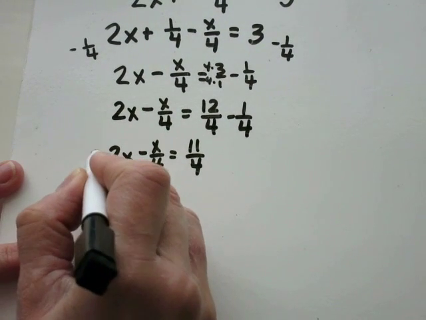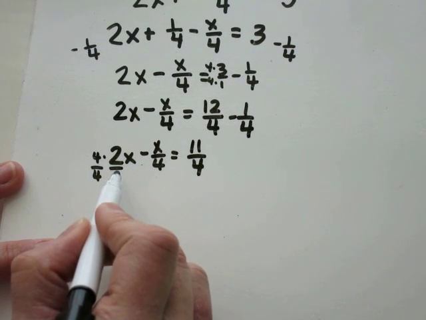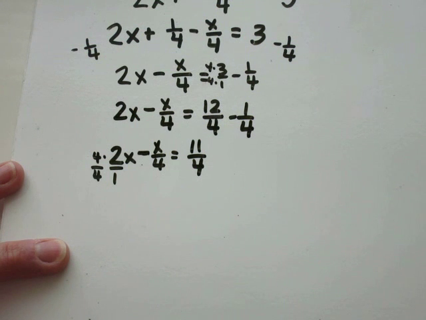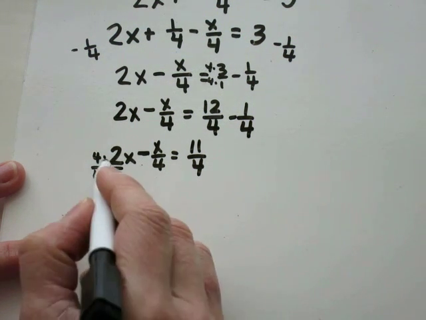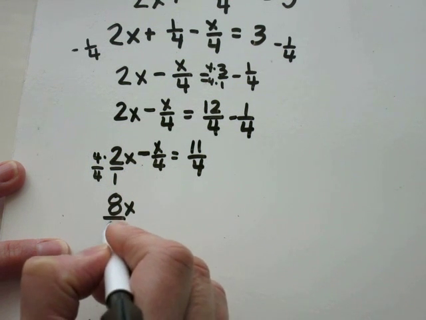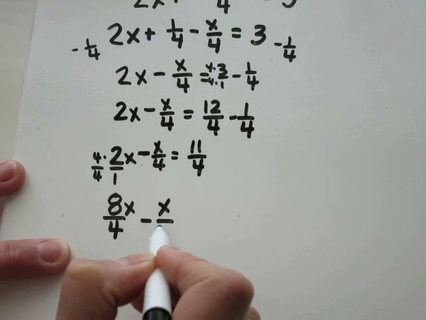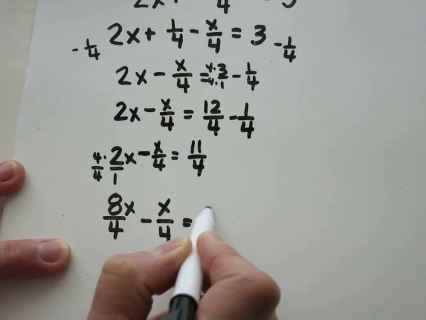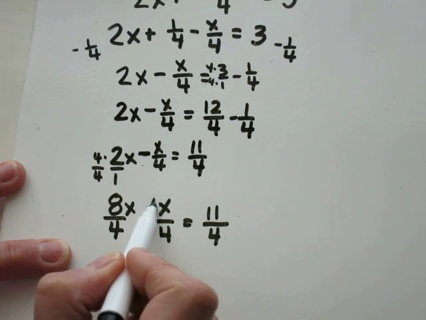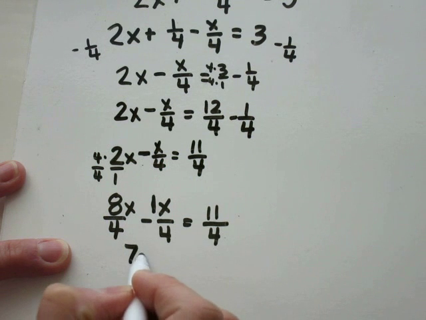Now I'm going to take 4 over 4 times 2x to get a common denominator of 4 since again we're dealing with a subtraction of fractions. So 4 times 2 is 8. 4 times 1 is 4. This is the same as if there were a 1 here. So 8 minus 1 is 7.